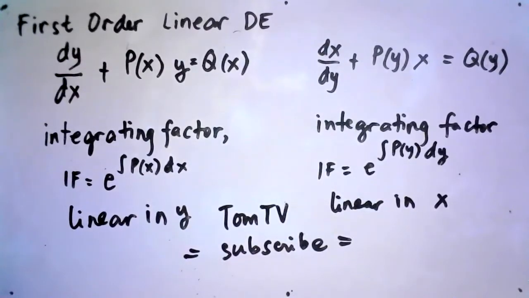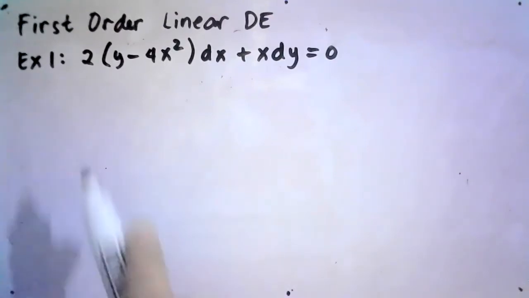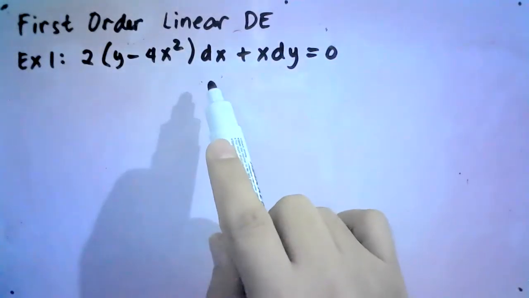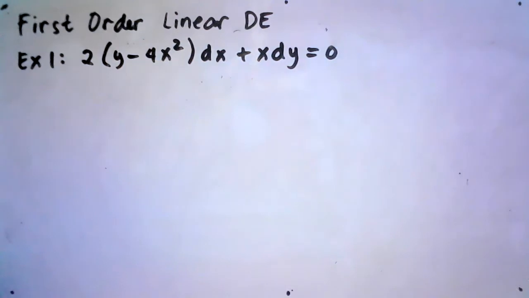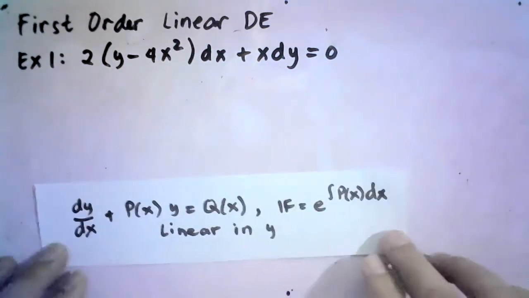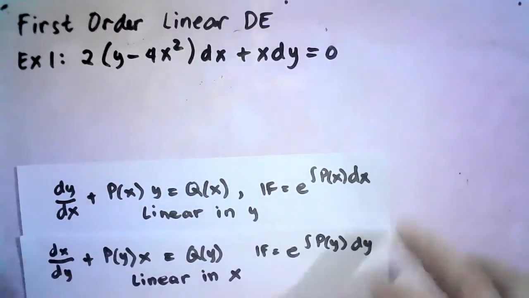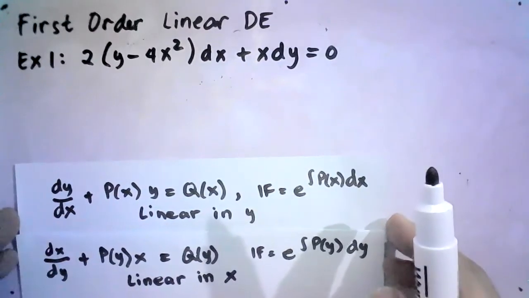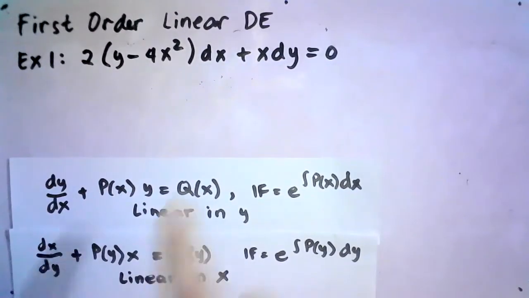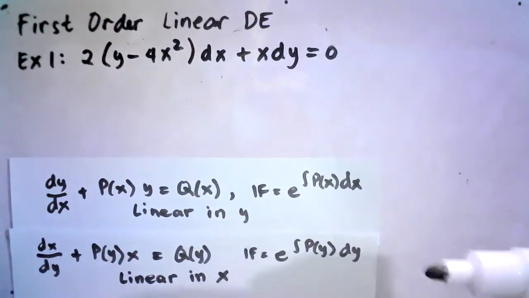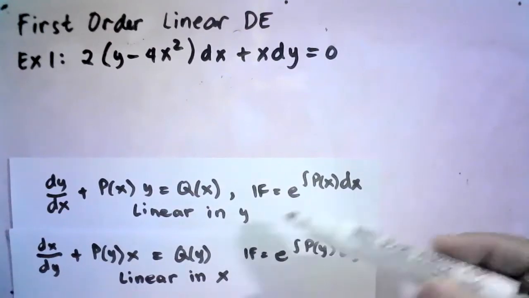Okay, so we will have our example for this topic. This is our example. Example 1: (2y minus 4x squared) dx plus x dy. Now take note, we have here our equation for linear in y, and we also have here our equation for linear in x. So we have to identify if this equation follows one of them. Okay, we will try to make use of this one.